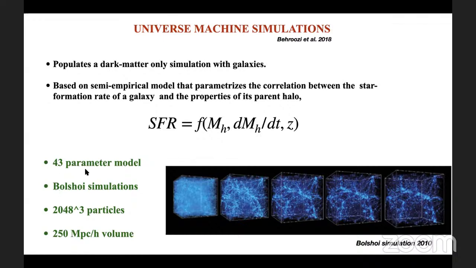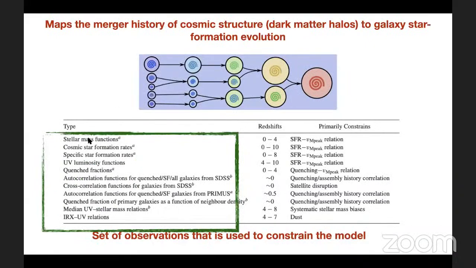So he took the Bolshoi simulations and populated it with galaxies with a galaxy-halo model, which has about 43 parameters, and he uses all kinds of observations, from the stellar mass function of galaxies to the cosmic star formation rate to the autocorrelation, that is, the distribution of different types of galaxies in the universe. And he constrains his model using all these observations. And what we did is we took the best fit model from the Universe Machine simulations and used this cosmological volume of galaxies to populate it with neutron stars.